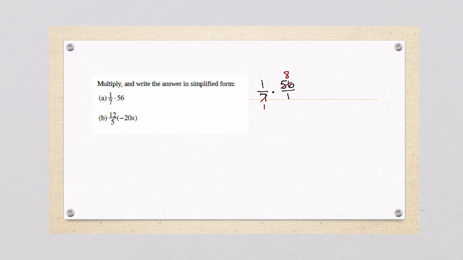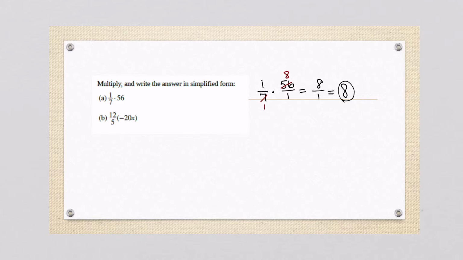Now if I multiply straight across, 1 times 8 is 8. 1 times 1 is 1. So 8 over 1 is the same thing as just 8. Incidentally, multiplying by 1/7 is the same thing as dividing by 7. So 56 divided by 7 is 8.